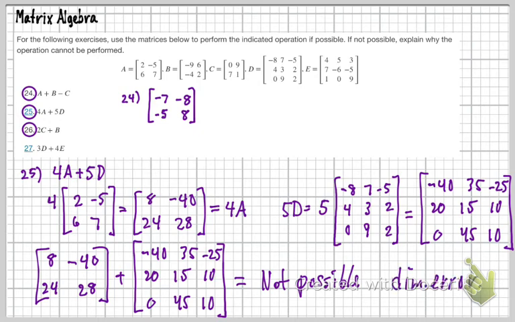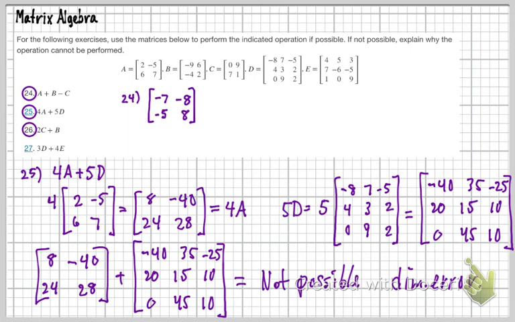That would be a good explanation for this because remember, if I'm going to add these together, for every entry there has to be a corresponding entry that I'm going to add or subtract. So this tells me right away that it's not possible. So it's a dimension error. That's all I have to write for this one. Not possible, it's a dimension error.